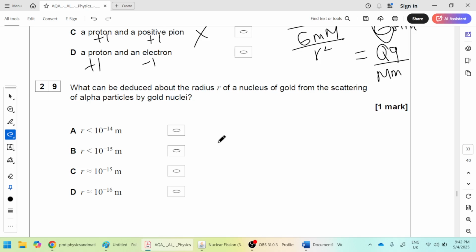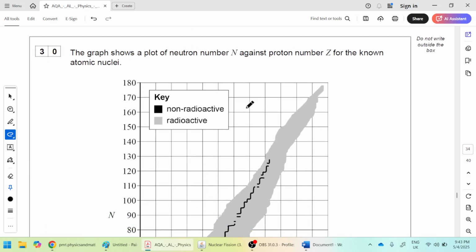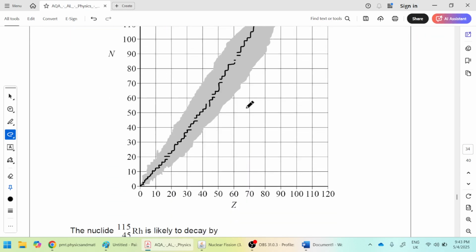Sorry, I would need the proton number of gold, which is not there in the physics paper, so it must be in the book somewhere. Yeah, no idea. Look it up, right? The graph shows the plot of neutron number against proton number for nuclei.